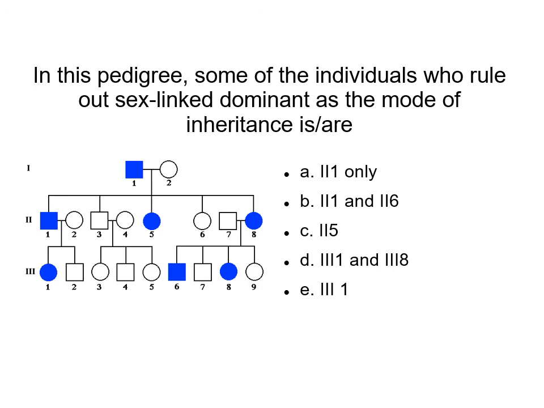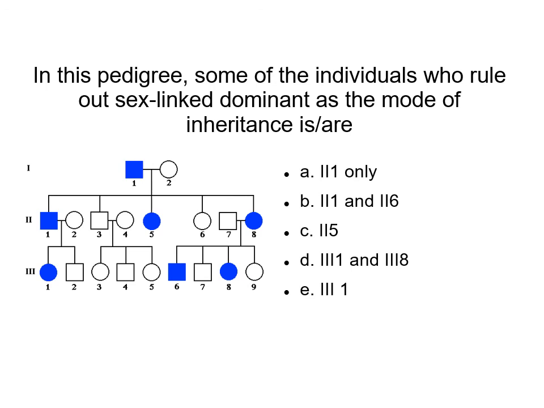Okay, so then 2-1 and 2-6. Well, kind of the reverse of that argument. The girl does not show the trait. If it were sex-linked dominant, she would have to, because she gets her father's X. She would necessarily be showing the trait because she gets one X from her mom and one X from her dad, and we know that if it's a dominant trait, she would be showing it. So 2-1 and 2-6 is the correct answer here.